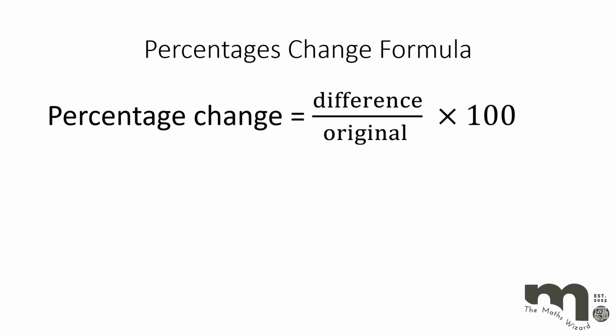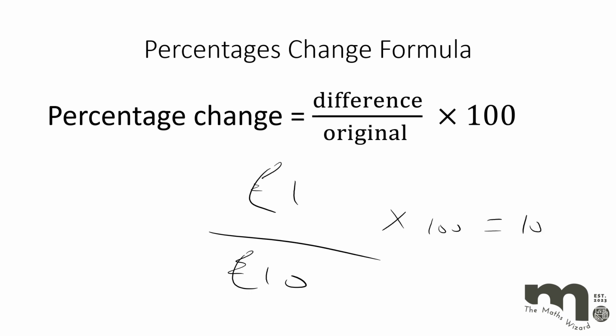So let me get my pen working. So there was a £1 increase. The original salary was £10. So then we do 1 divided by 10 times 100, and that will give us our 10% increase on the salary. Okay, so let's have a look at some more complicated examples then.